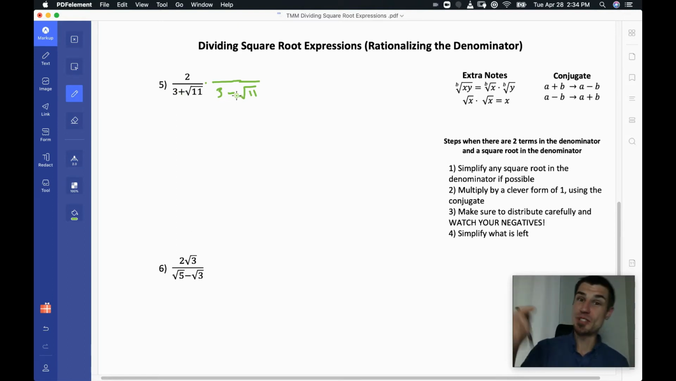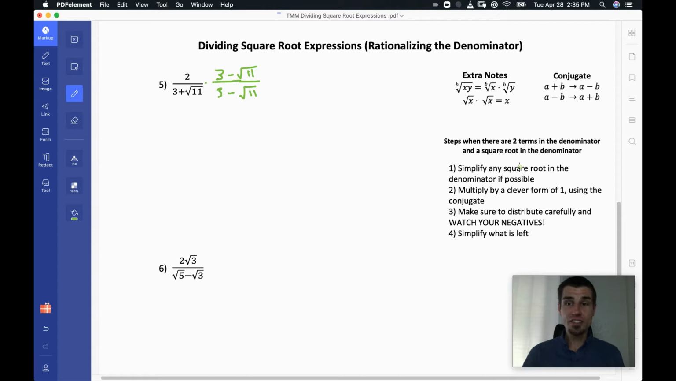But can you just multiply that in the denominator? Is that okay? No. We have to multiply by a clever form of 1. So let's do that. If we have 3 minus the square root of 11 in the denominator, we also need the exact same thing in the numerator because anything divided by itself is just 1. So what we're doing here is we're just multiplying by a clever form of 1.